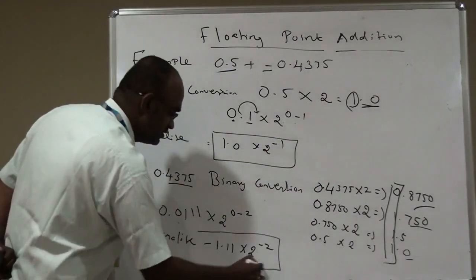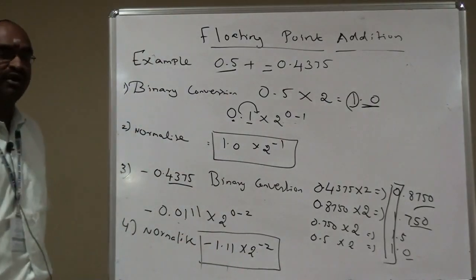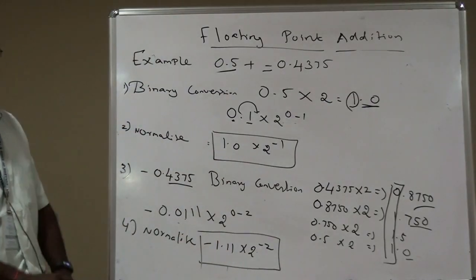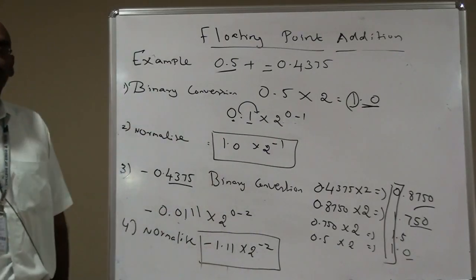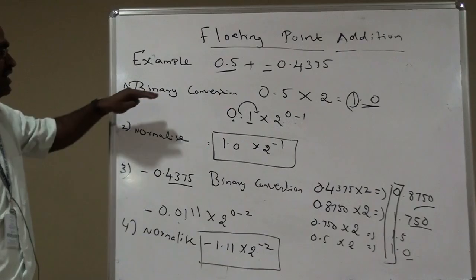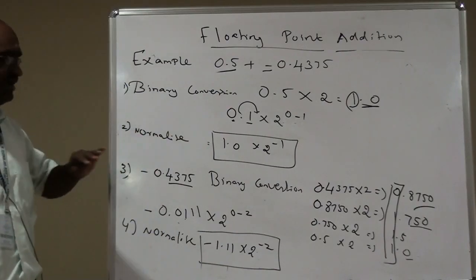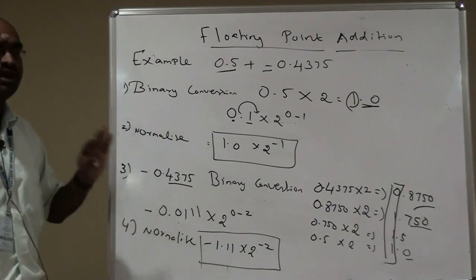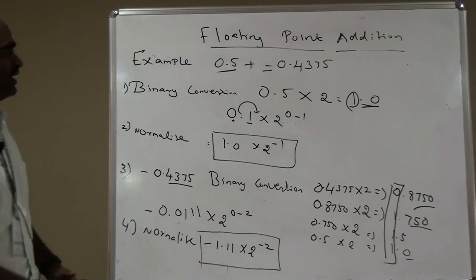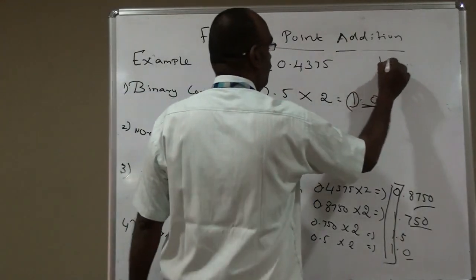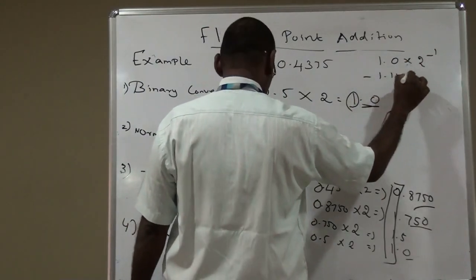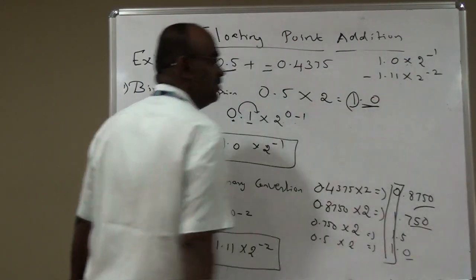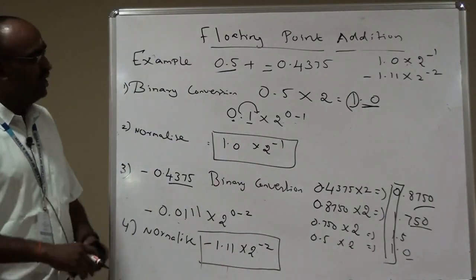The second value is minus 1.11 into 2 power minus 2. So this is the actual value. Before we go into the algorithm, we must do this kind of conversion, that is binary conversion, and again we have to normalize the value. So the two values we are getting are 1.0 into 2 power minus 1 and minus 1.11 into 2 power minus 2. So this is the value. Clear, students?